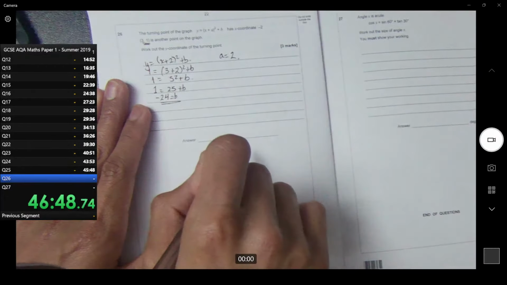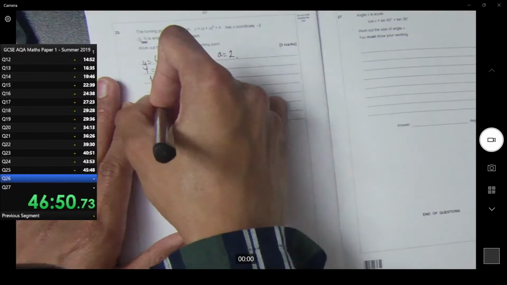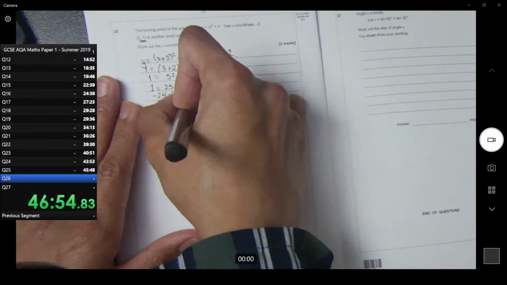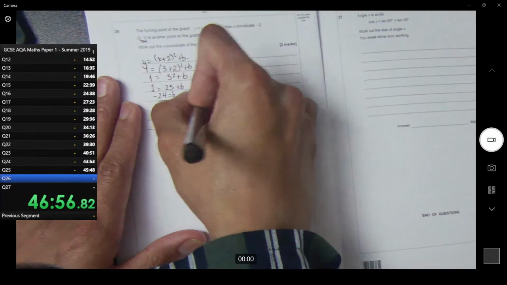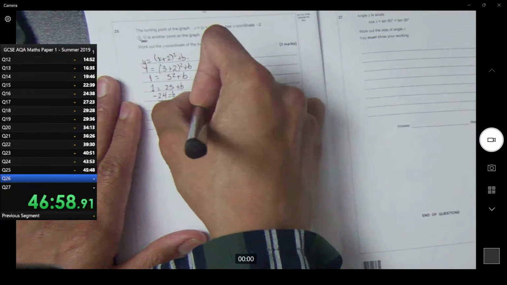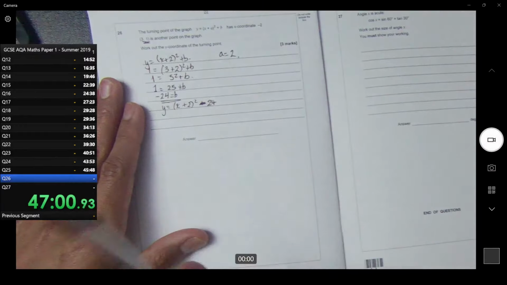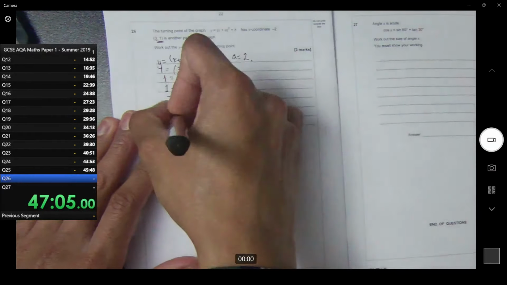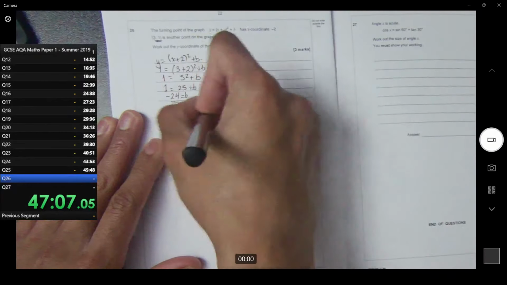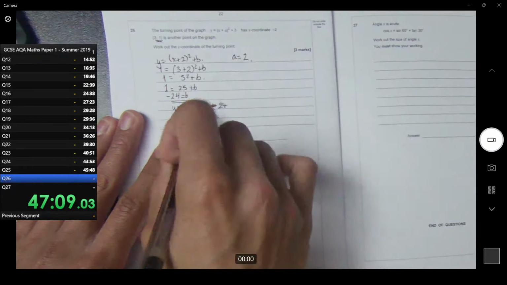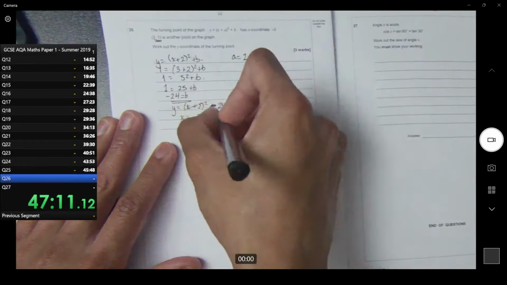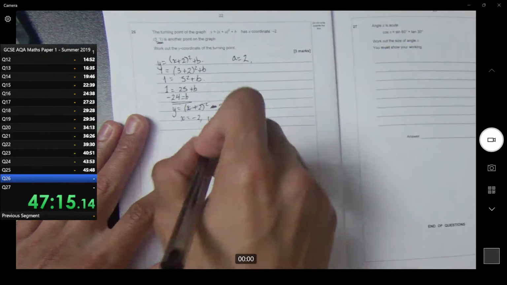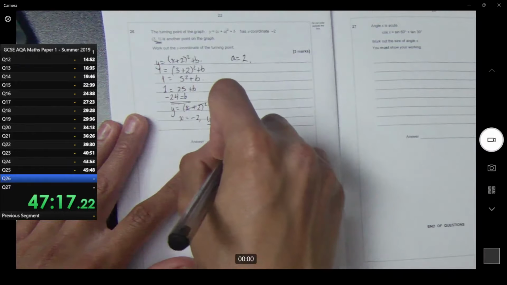That's b there. So our original equation was, b is minus 24. So therefore when x is minus 2, y is going to be, so that bracket's going to be 0, it's minus 24. So our turning point, our y coordinate is just minus 24.